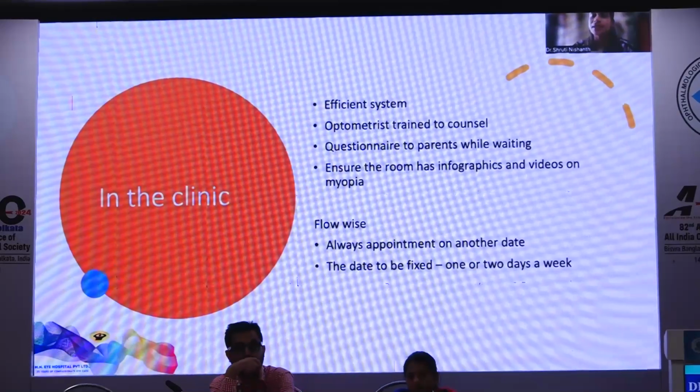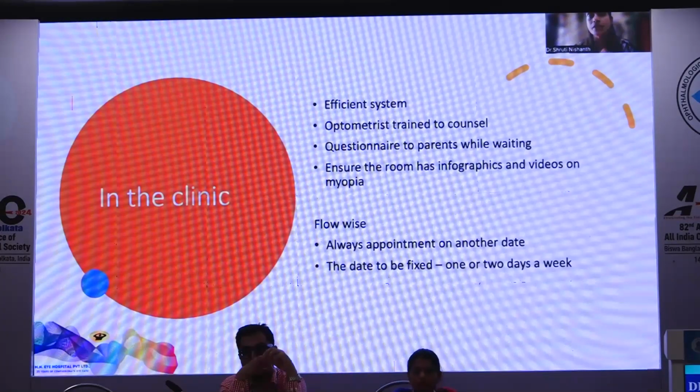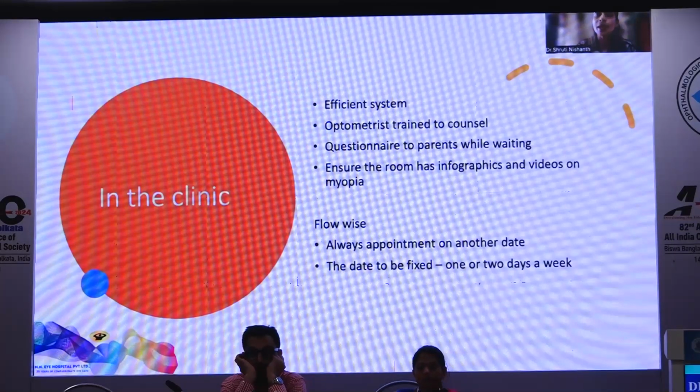The third is the questionnaire. Now, this is something that has worked well for me. That is, whenever we do this myopia workup, it takes a considerable amount of time. And during that time, to engage the parents, I give them a questionnaire which is through a Google link. Now, this questionnaire is about a 30-point questionnaire, which takes about roughly 10 to 15 minutes for the parents to fill. And some parents are quite engaged with filling that while the workup is being done. So, this is an interesting way to engage parents while the child is getting checked. The fourth is to ensure the room has enough amount of infographics and videos.